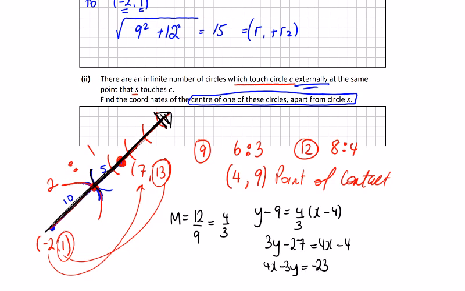You see the error, that should be 4x minus 16. Just come back over my work. So we have 4x minus 3y is equal to minus 11. Just double check each line as you go through it.